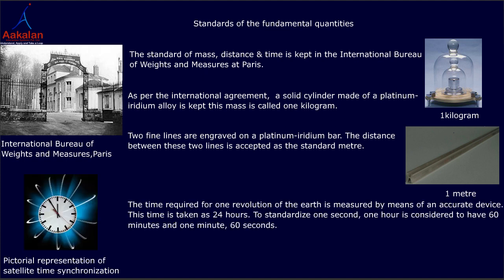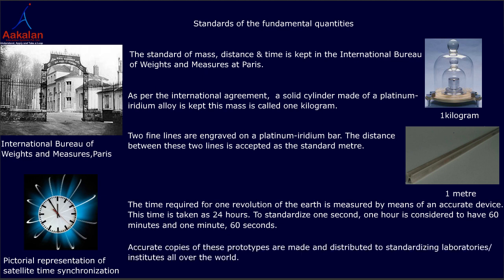The time required for one revolution of the earth is measured by means of an accurate device. This time is taken as 24 hours. To standardize 1 second, 1 hour is considered to have 60 minutes and 1 minute 60 seconds. Accurate copies of this prototype are made and distributed to standardizing laboratories and institutes all over the world.